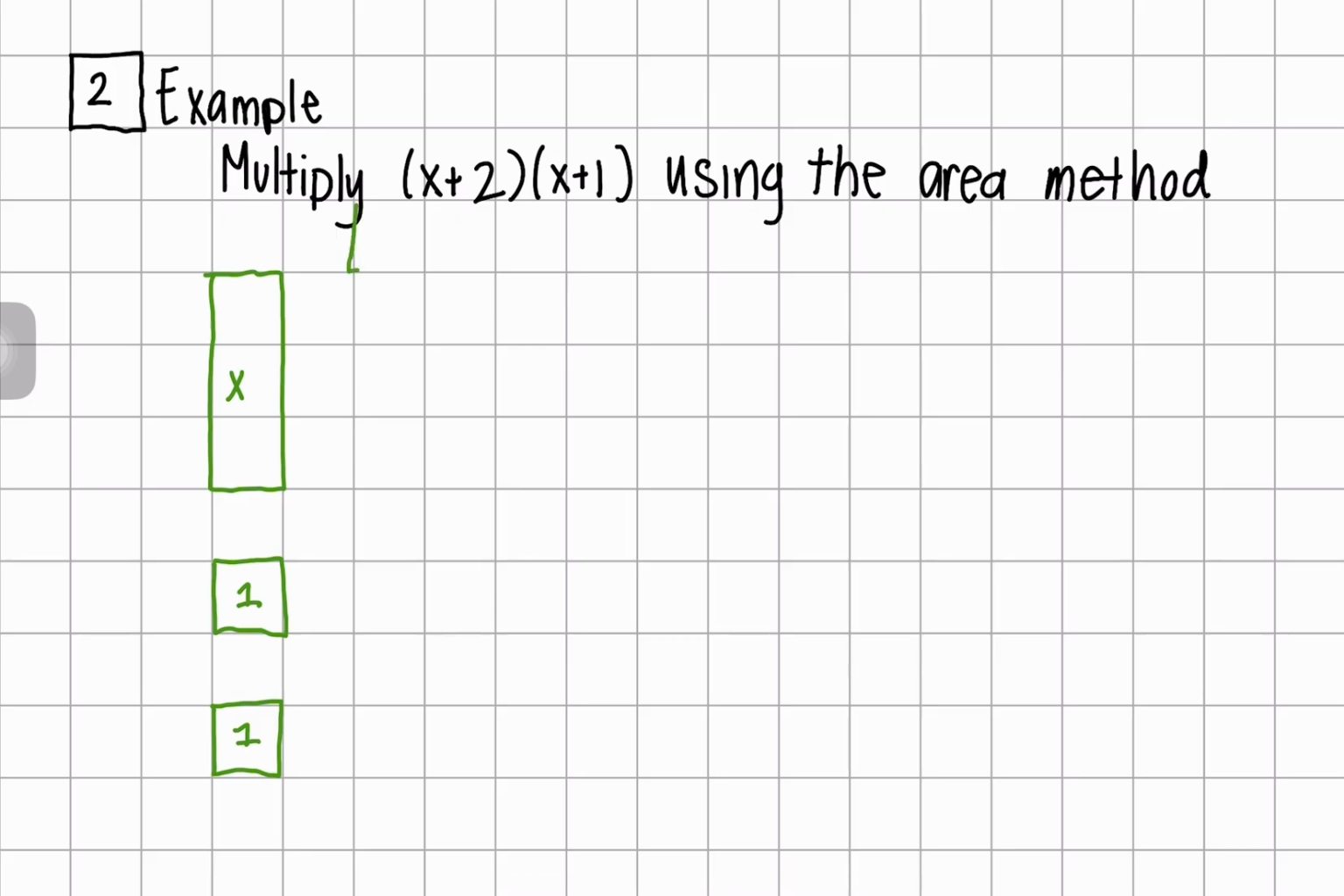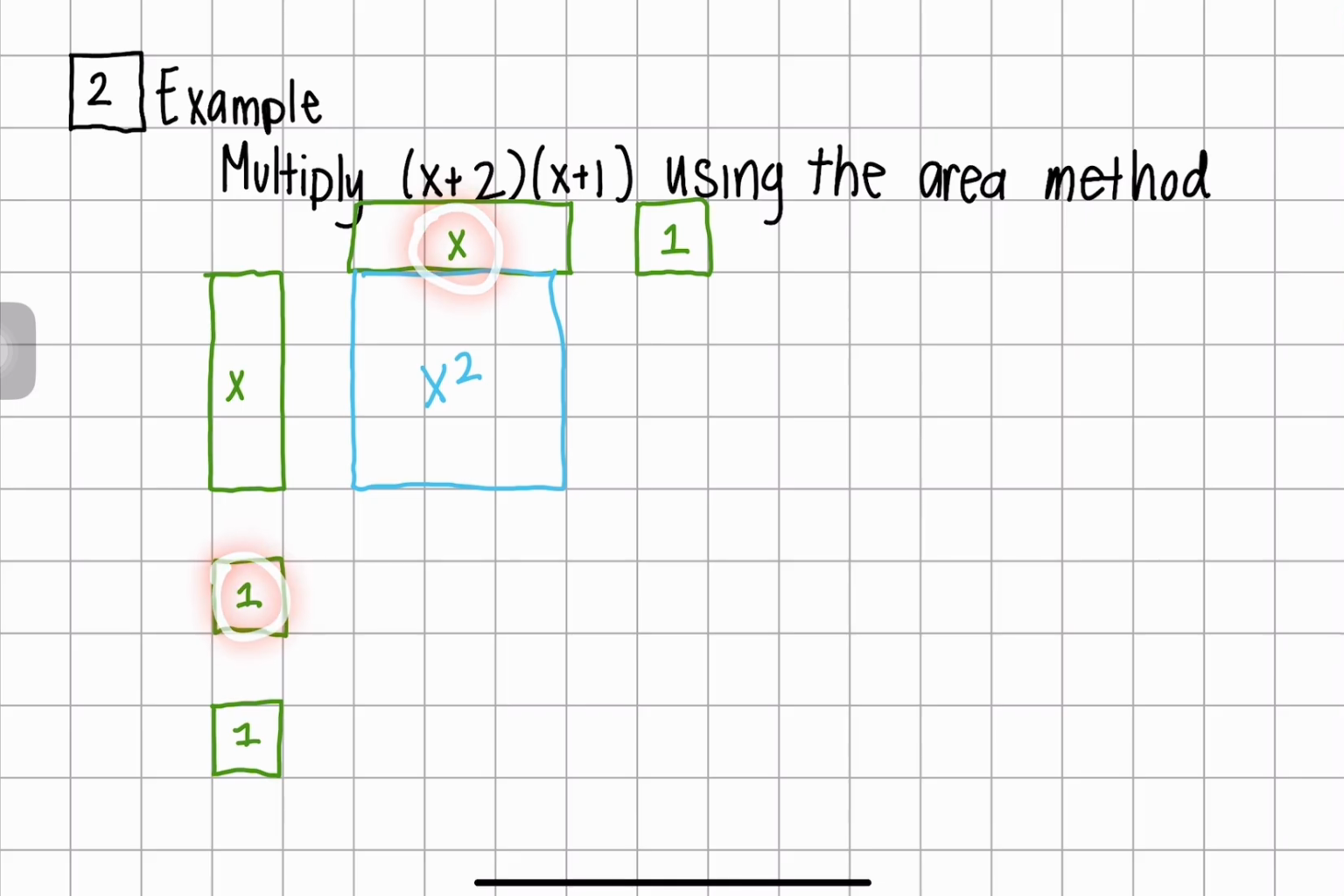So this is x, and this is 1, so that this entire piece is representative of x plus 1. Now we just want to multiply everything out. So we have x times x, and that would be x squared. Next, we have x times 1, which is x. And then we have another x times 1, which is x.